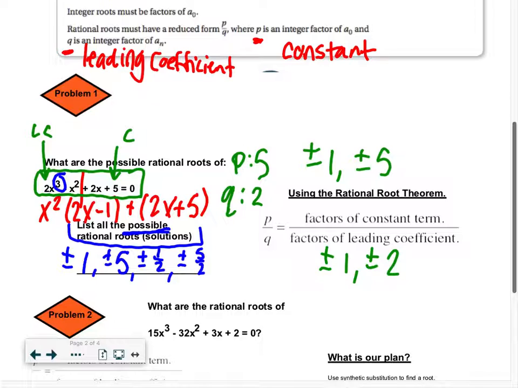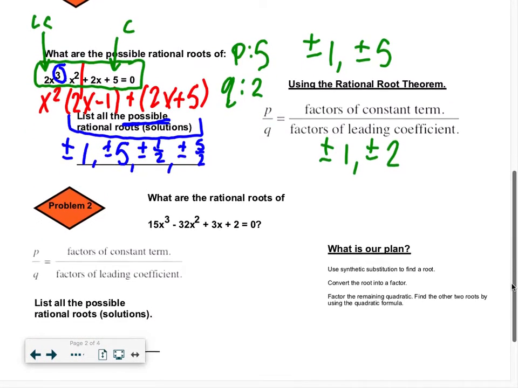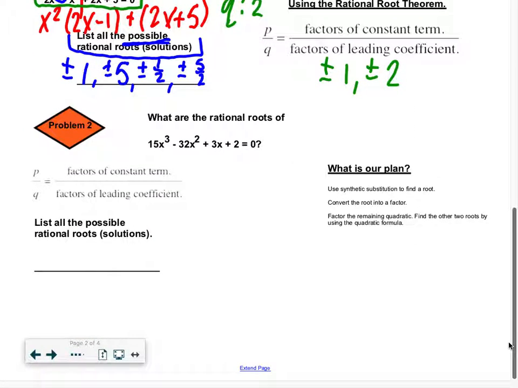Okay. So the first one just asks us to find the possible solutions. This second one, we're actually going to find the solutions. You can try to solve by grouping. It's not going to work. That's why we have to use this. So my constant term, my p, is what? 2. What's my leading coefficient? 15.